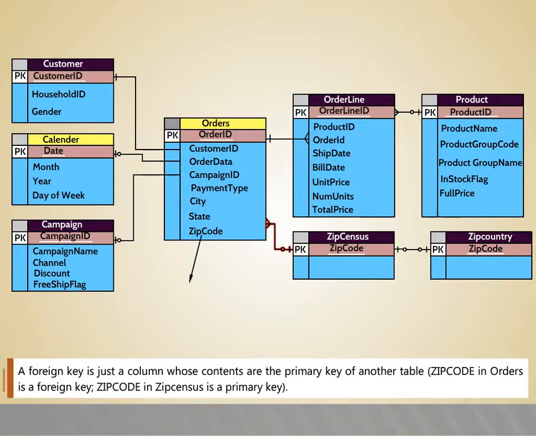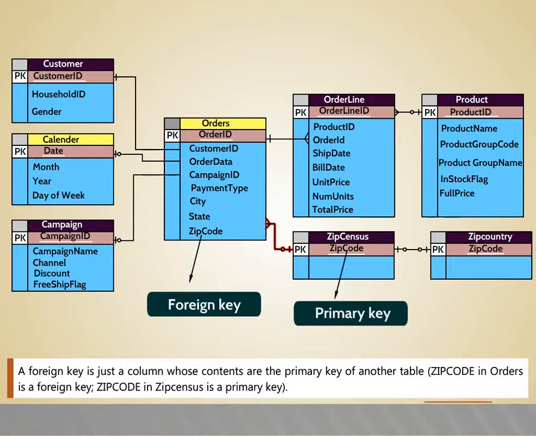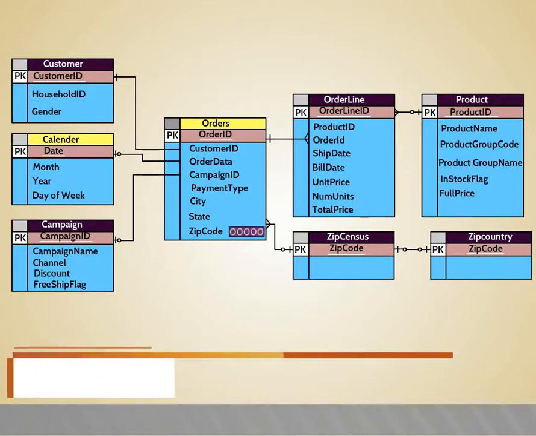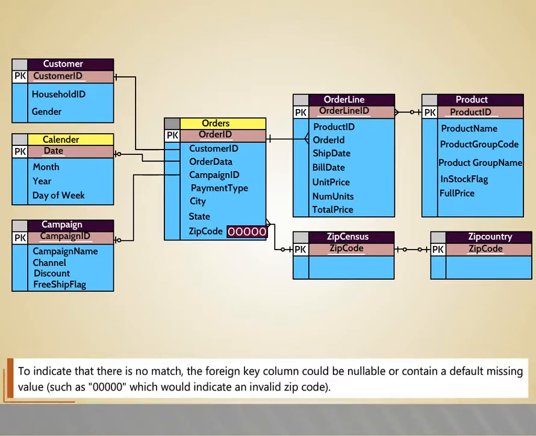A foreign key is just a column whose contents are the primary key of another table. Zip code in orders is a foreign key. Zip code in zip census is a primary key. To indicate that there is no match, the foreign key column could be nullable or contain a default missing value such as 00000, which would indicate an invalid zip code.